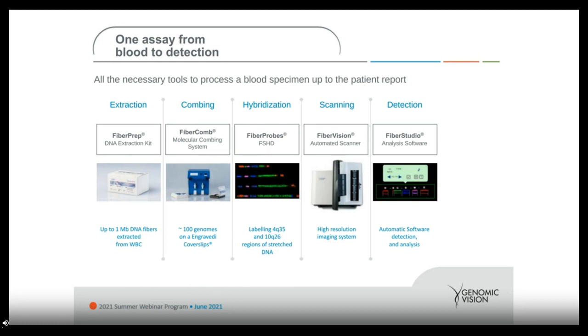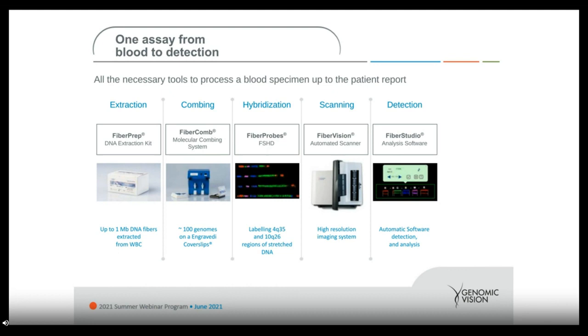If we look at the workflow needed to perform our FSHD test, these are the materials that we need. First, we have our extraction kit called FiberPrep. It is an exclusive kit that uses extraction via plug preparation in order to preserve the integrity of the DNA, and the fibers, after combing, can go up to 1 megabase.